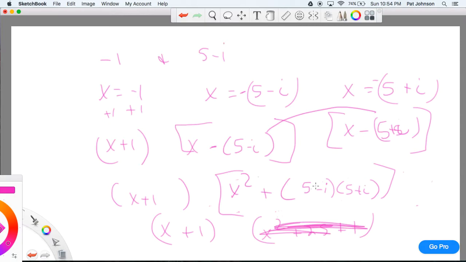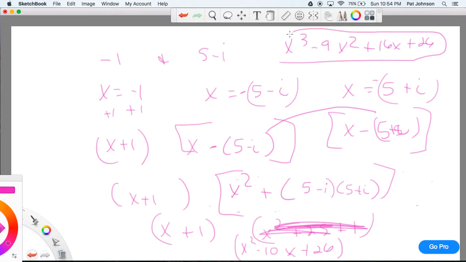Oopsie. So anyhow, when you multiply this out, you end up with x squared minus 10x plus 26. I'll do it step by step in class, but basically you're multiplying this out, and then you multiply this out, and you end up with x cubed minus 9x squared plus 16x plus 26. I have a polynomial function. I had 1, 2, 3 factors, so I have a degree of 3, and I have all integer coefficients. Okay, so that's how I know it's correct.